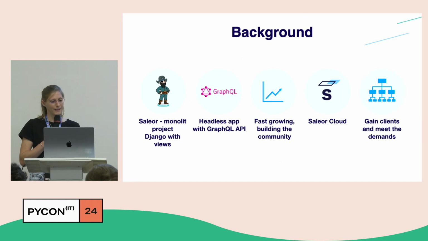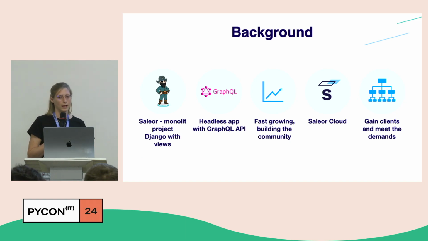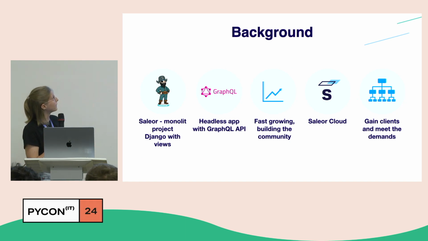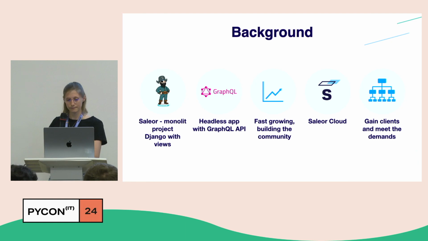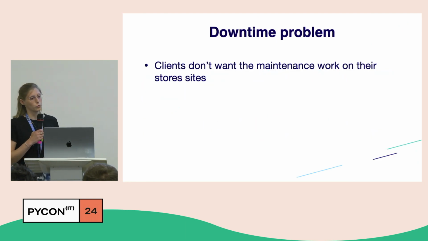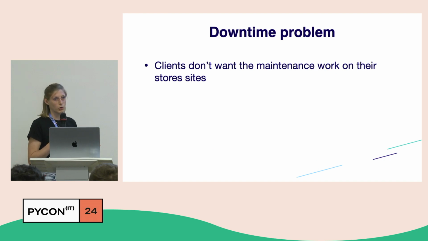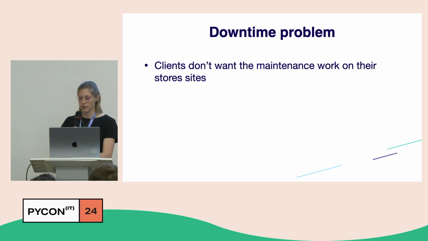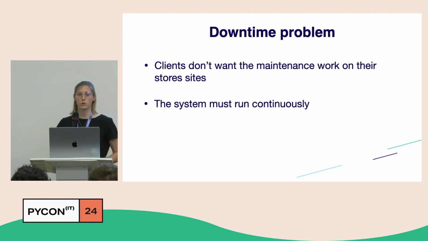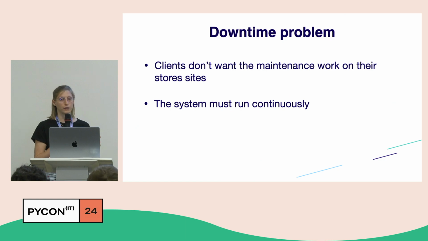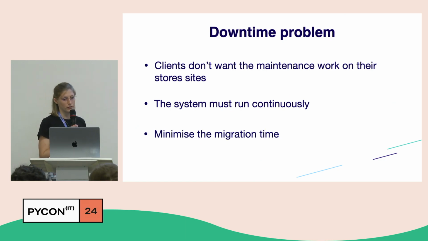Okay, sorry. So one of the clients' requirements is the ability to update versions without any downtime. To sum up the background of the downtime problem: SaaS clients of an e-commerce platform like Saleor don't want to stop their stores at any time, as of course it means losing money. So we need to ensure that the system is working all the time, even during the updates, and to minimize the migration time.